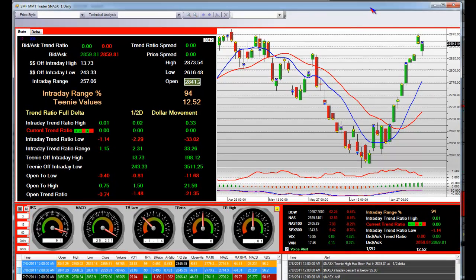Here we have the Nasdaq daily comp chart in the SMF MMT platform.